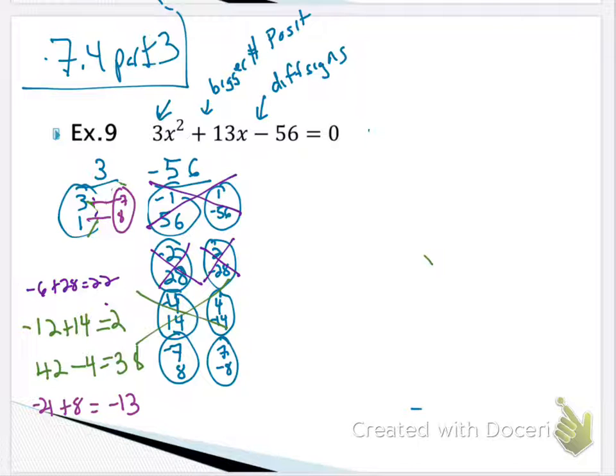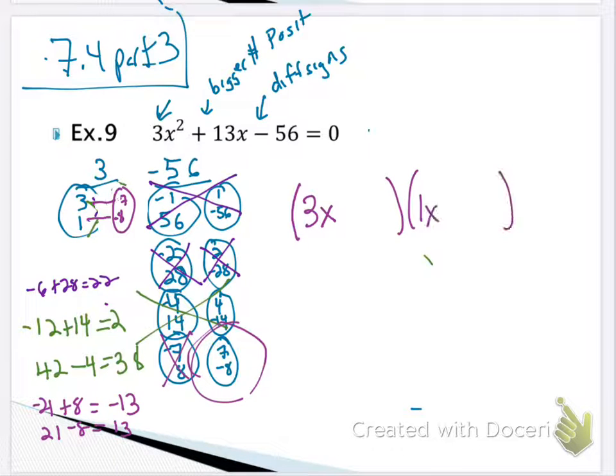So on here, instead of this being a negative 7, let's make it a negative 8, and let's see if this helps. So we end up with 3 times 7, which is 21, plus negative 8, which gives me a positive 13. That's the one I'm looking for. So we know that this one here is our winner. So we end up with 3x, 1x. Remember, the leading terms come from here in our parentheses.